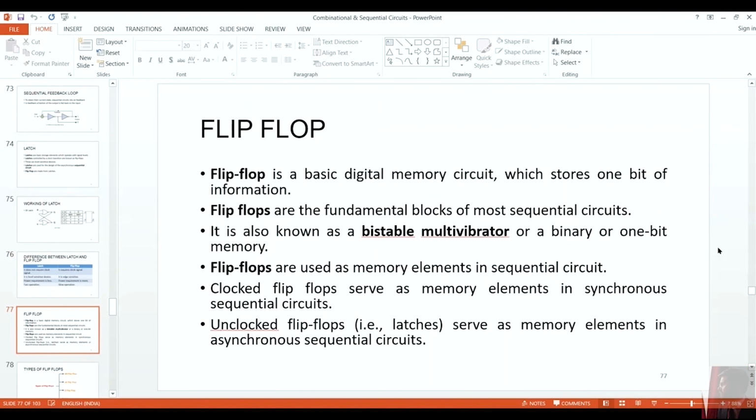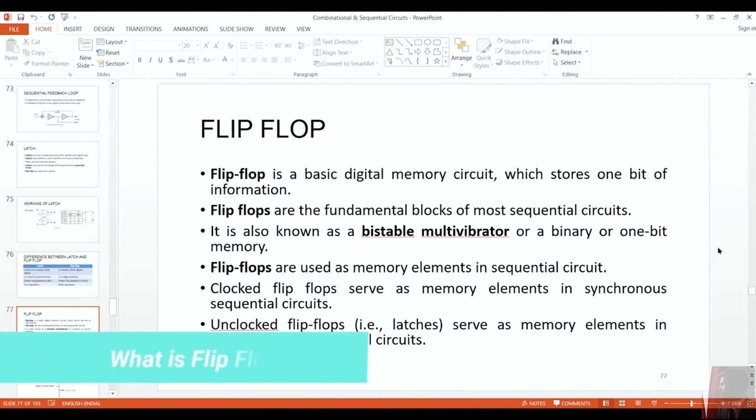So now let's talk about flip flop. It's a very basic digital circuit. One thing you need to understand is that one flip flop carries one bit of information. I am again repeating, not one byte, one bit of information.